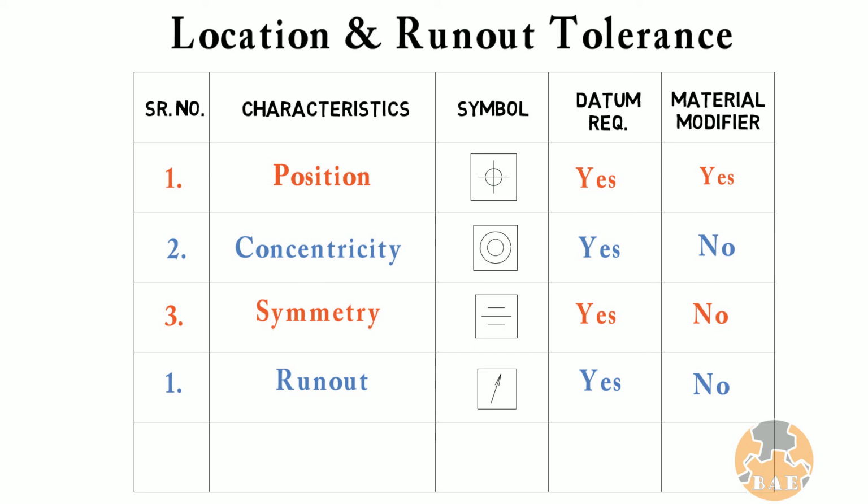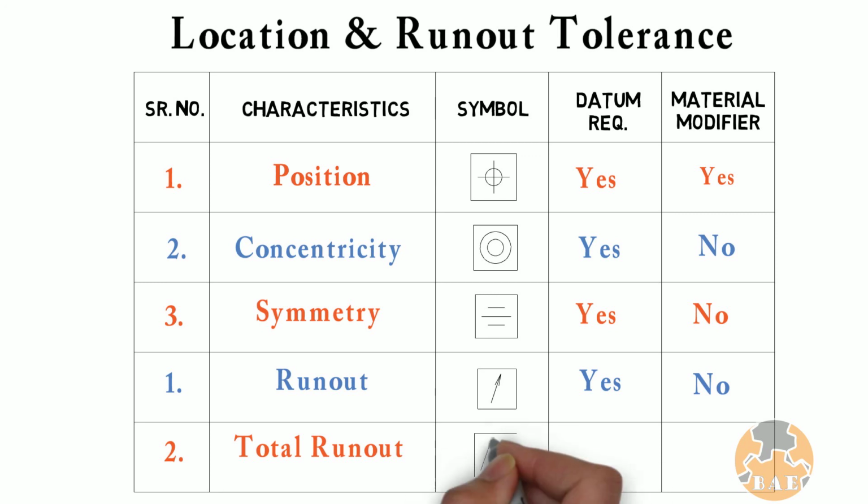Now we will move to the last tolerance characteristic of all 14 characteristics, which is total runout. Total runout is the 3D version of circular runout. Here in total runout, we control both radial as well as axial variations. We show total runout by this symbol.